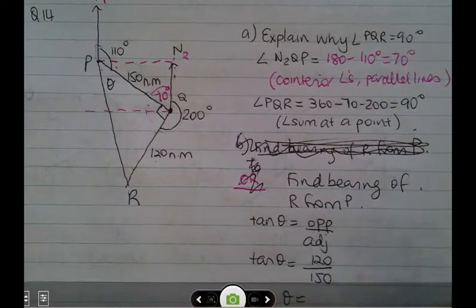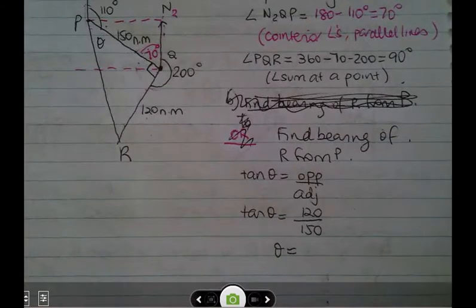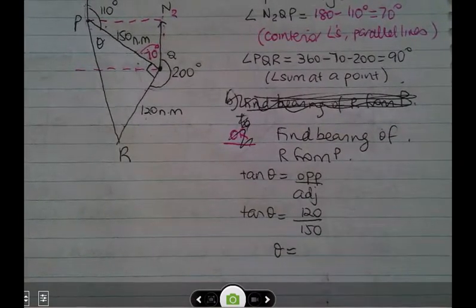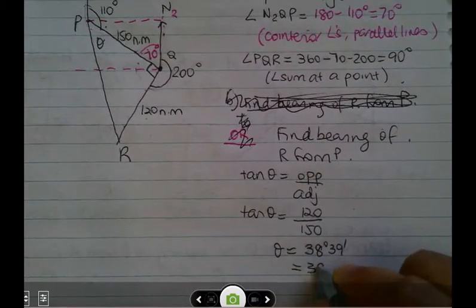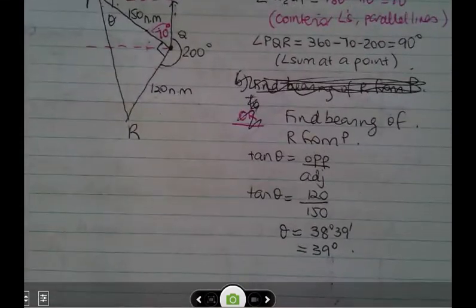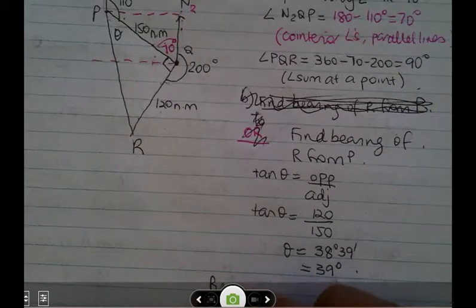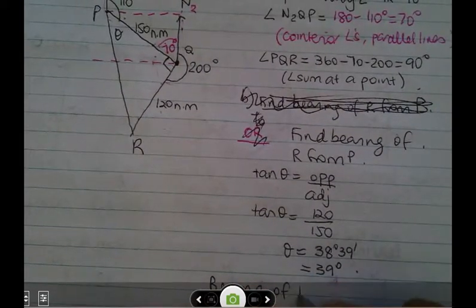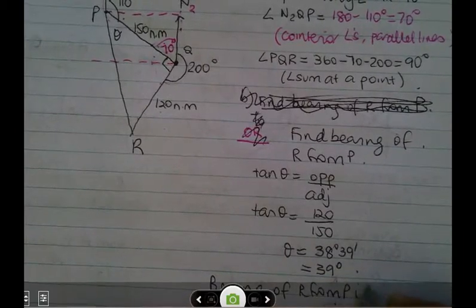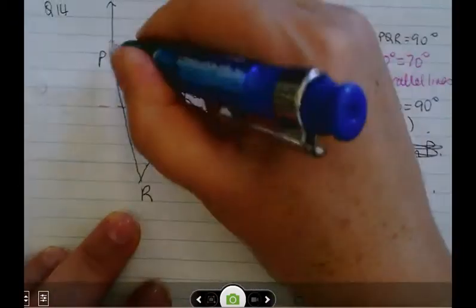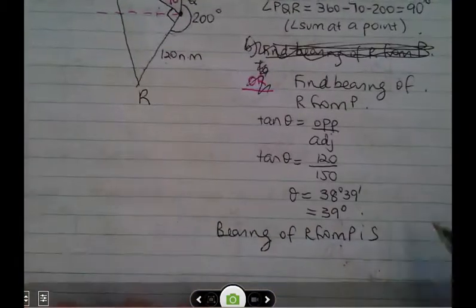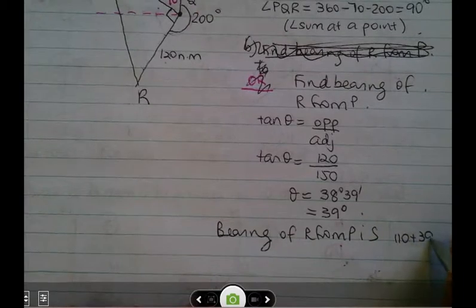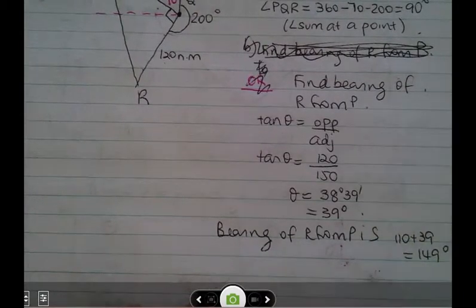So theta is tan to the minus 1 of that. 38 degrees, 39 minutes, which is 39 degrees to the nearest degree. And so the bearing of R from P is, if you look back at your diagram, the 110 plus whatever you just got. 110 plus 39 equals 149 degrees. Okay?